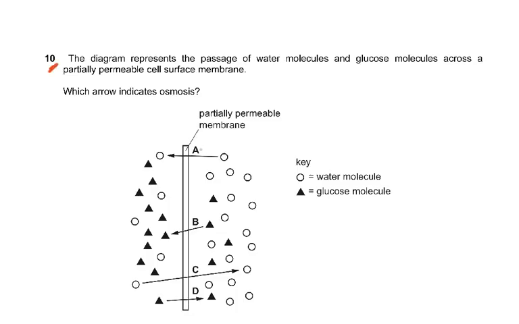Question 10, the diagram presents the passage of water molecules and glucose molecules across a partially permeable cell membrane. Which arrow indicates osmosis? What we've got to see is that these are the water molecules. So water molecules have to go from where they are in a higher concentration to where they are in a lower concentration. So the answer was A.